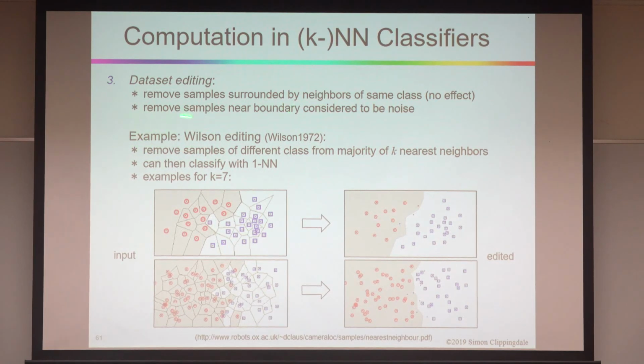Another way of doing it is to remove samples near the boundary that are considered to be noise, simplifying the boundary. So here, with this incursion into what looks like the red space, you might think that this blue sample here could be noise, and that actually a smoother boundary like that would be better. So that's an example of something you can do.